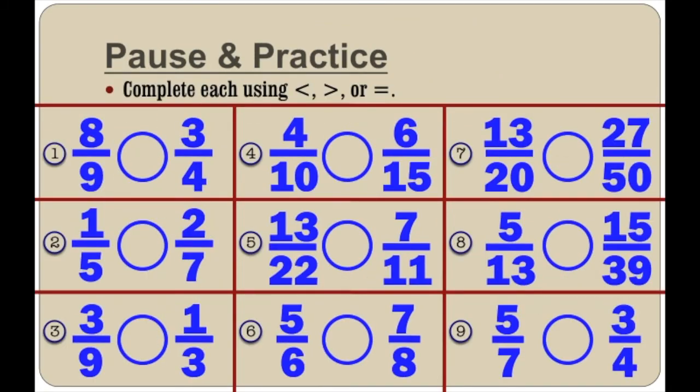So here's your pause and practice. Just pause and practice. Hit the pause button, and when you're done, unpause the video, and followed by a 3, 2, 1 countdown, your answers will be displayed. Ready, set, go.